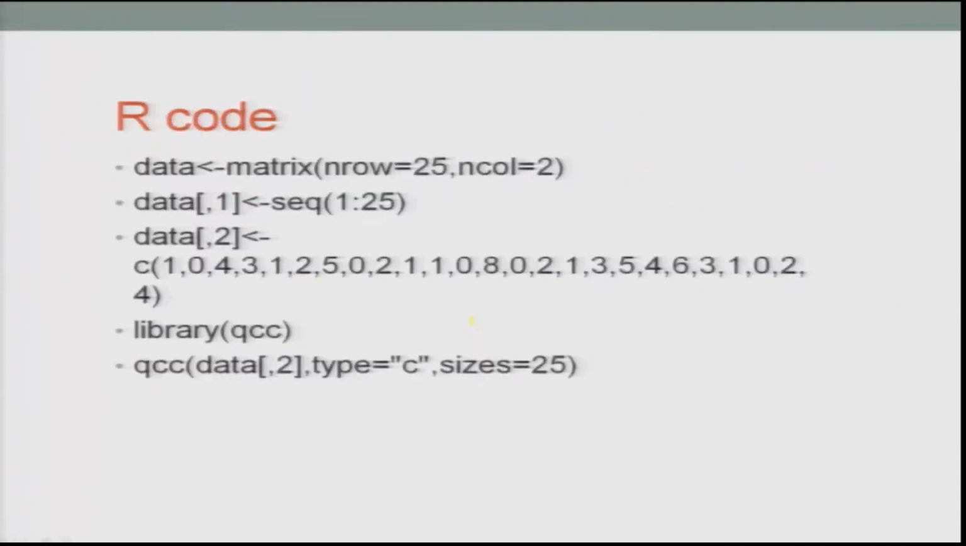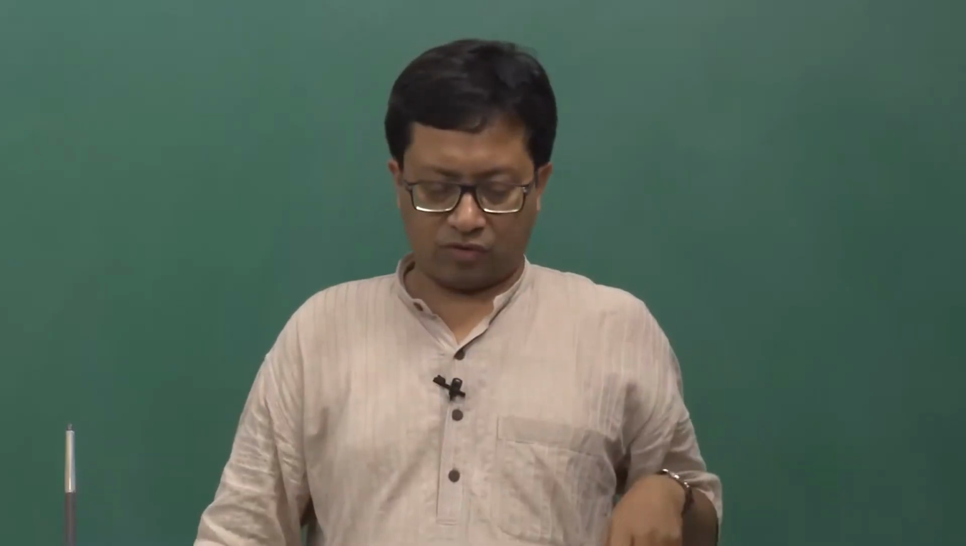So again, this is a small R code. The data matrix is of size 25 cross 2, and then we put in the data, which are the so-called non-conformities. It starts with 1 0 4 3 and goes on till 1 0 2 4. From there you recall the library functions, based on that you do the calculations, and then you can find out C or C hat and the corresponding upper control and lower control values.